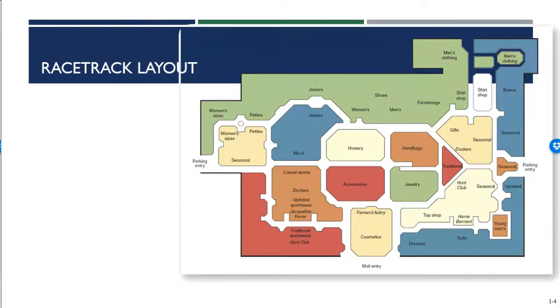So we see racetrack layouts mostly in department stores. We also see racetrack layouts in supercenters, not the grocery section, but the other section of the store, right? So where all the apparel and consumer goods are. In a racetrack layout, you're going to have cash registers typically located within each department. There are multiple entrances and exits to a racetrack layout location.